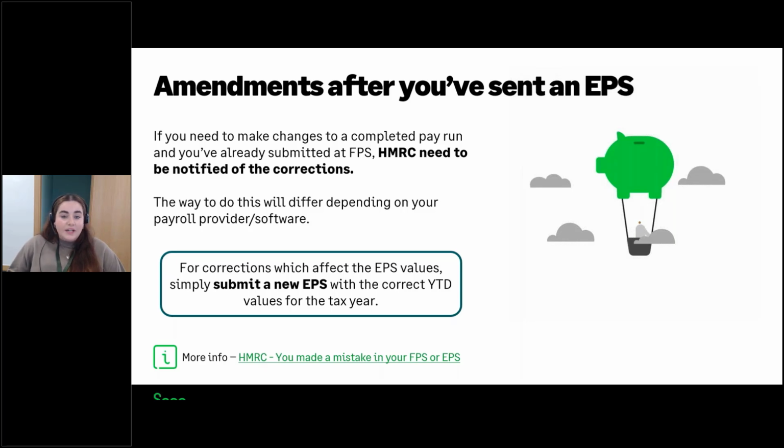And again, I have linked some more HMRC guidance on these slides for when it comes to correcting mistakes in payroll, more specifically for mistakes in your FPSs and EPSs, and that's just at the bottom of this slide.